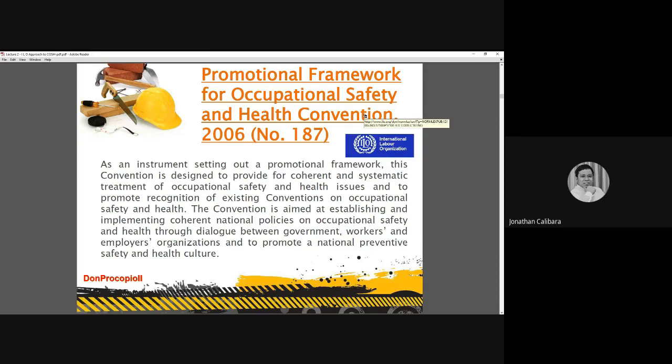So for example, 1981, number 55, this convention, 1981, maybe 2006. In 2006, number 187. But I don't know what this is. So we have to read. Okay, here is an example of a convention. According to these conventions, the government and the institution provide coherent and systematic treatment. It is a way of sharing information, knowledge, and having a dialogue between government, workers, employees, and some of the safety culture being practiced.